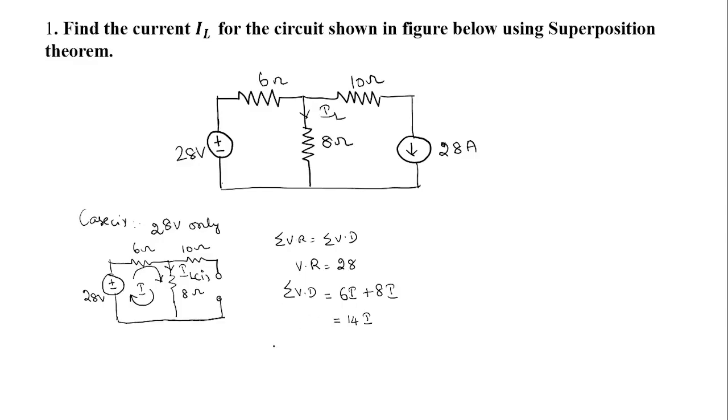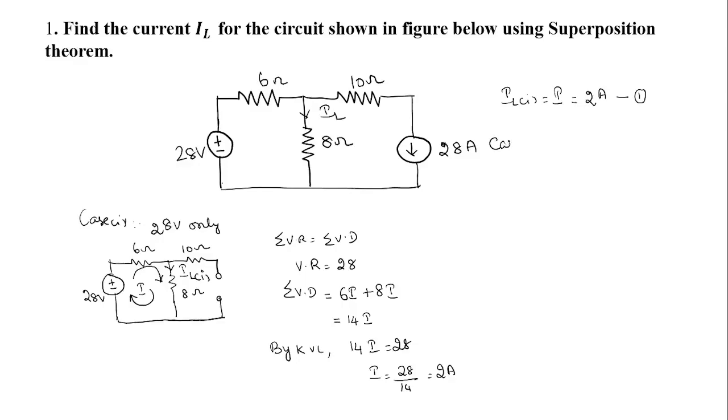So by Kirchhoff's voltage law, we can equate these two. So 14 into I is equal to 28, or I is equal to 28 by 14 is equal to 2 ampere. So in this case, IL suffix 1 is nothing but I. Both are in the same direction. If it is in the opposite direction, then we have to include a negative sign here. Since it is in the same direction, we are writing it as plus 2 ampere. So let this be equation 1.